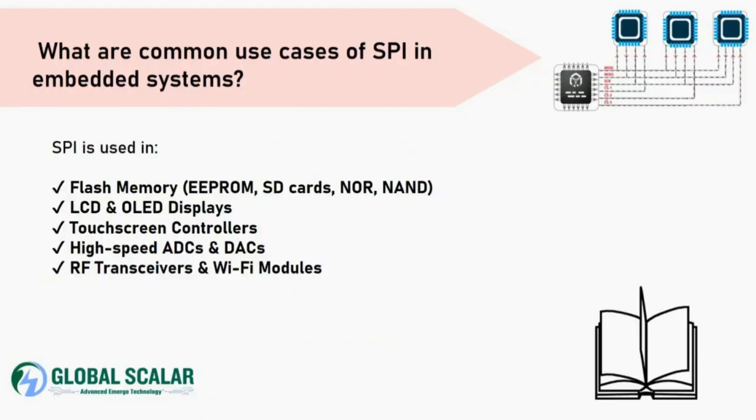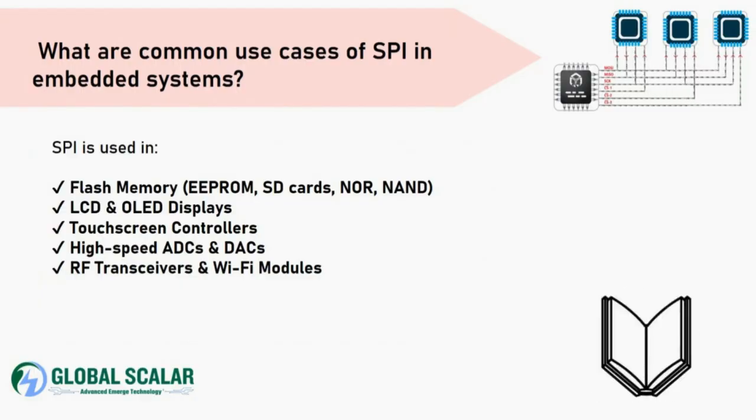What are the common use cases of SPI in embedded systems? With the help of SPI, we are able to communicate with flash memories, LCDs and displays, touch screen controllers, high-speed ADCs, and RF transmitters and receivers, and Wi-Fi modules can be configured.